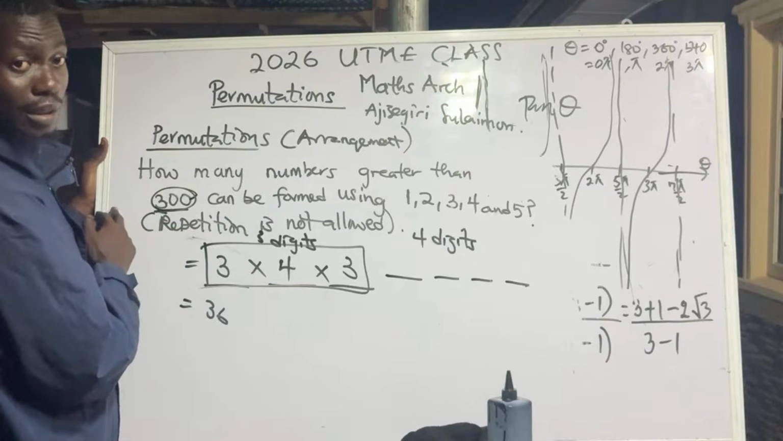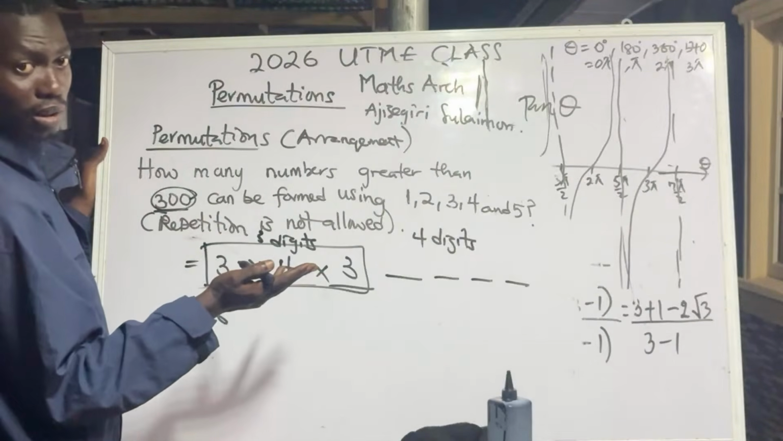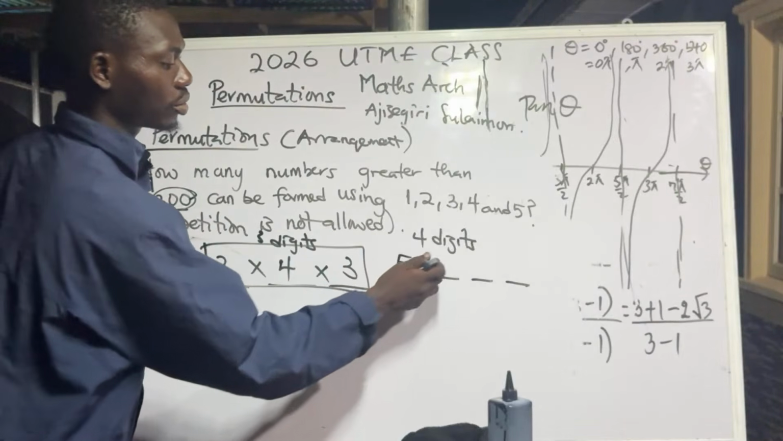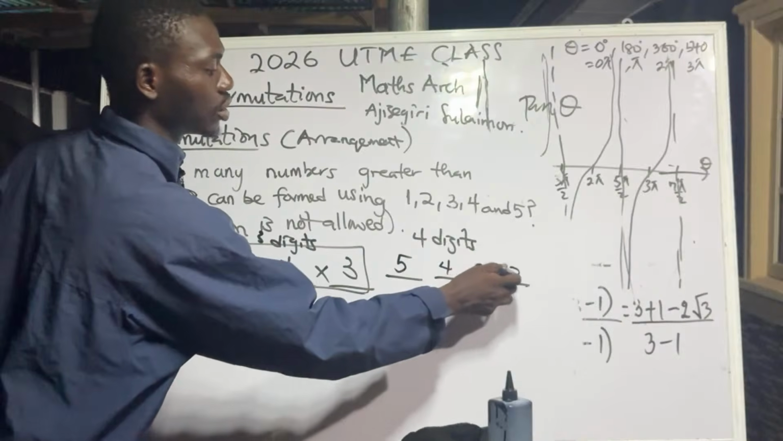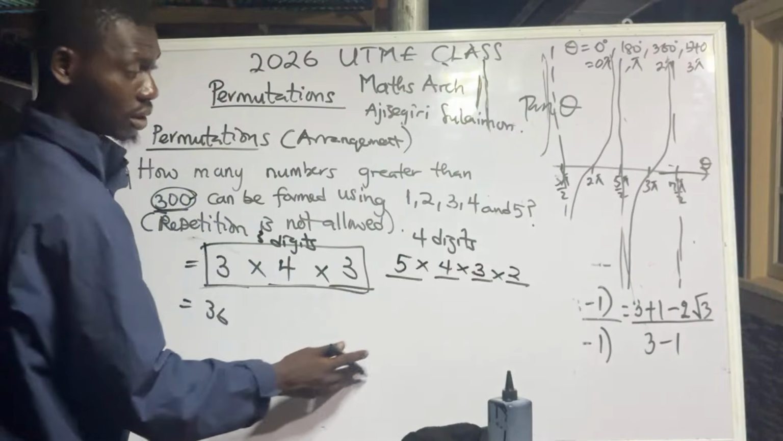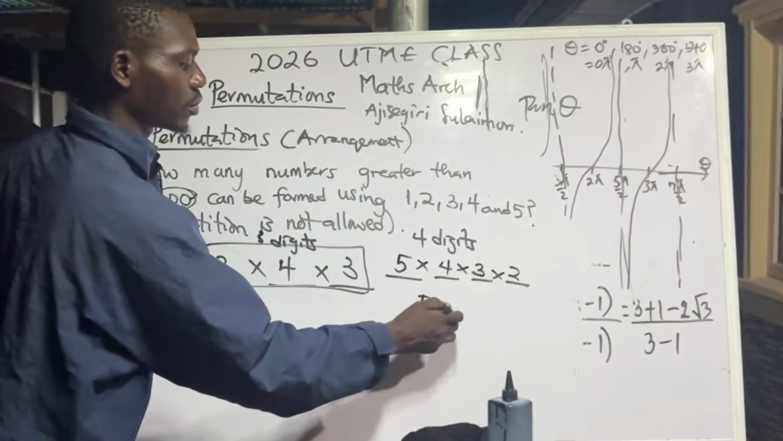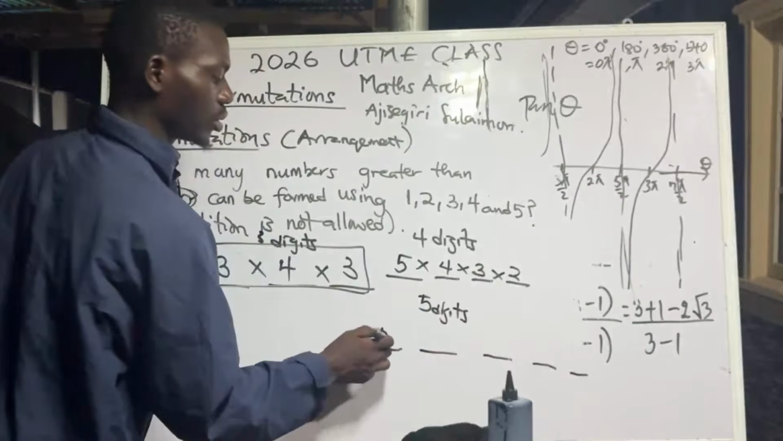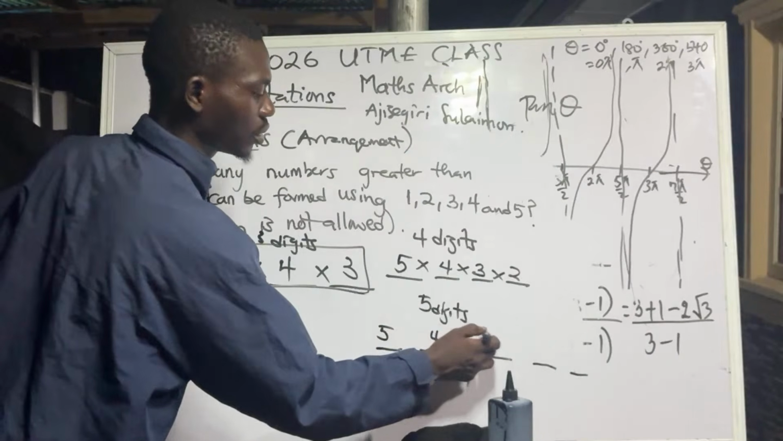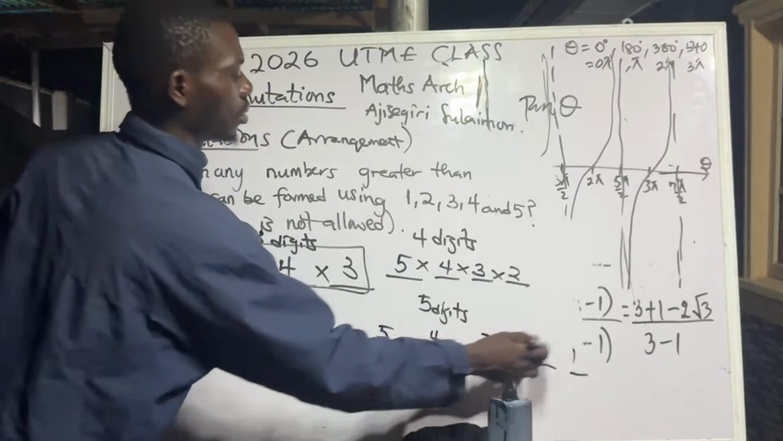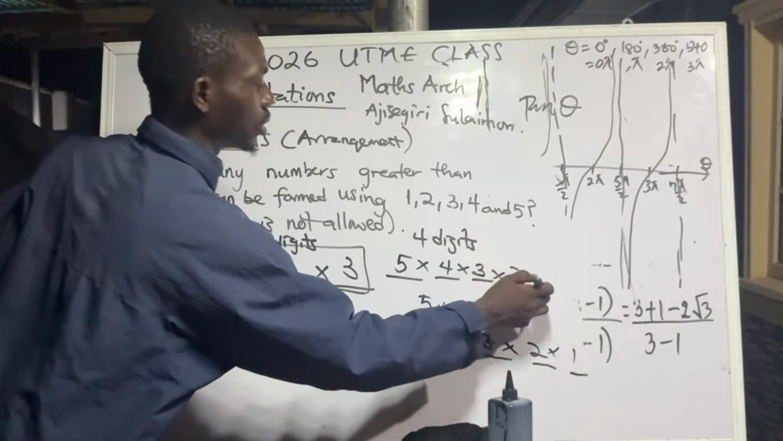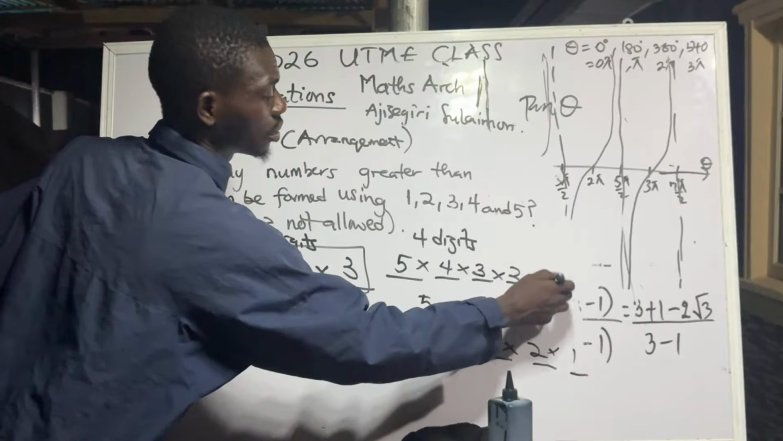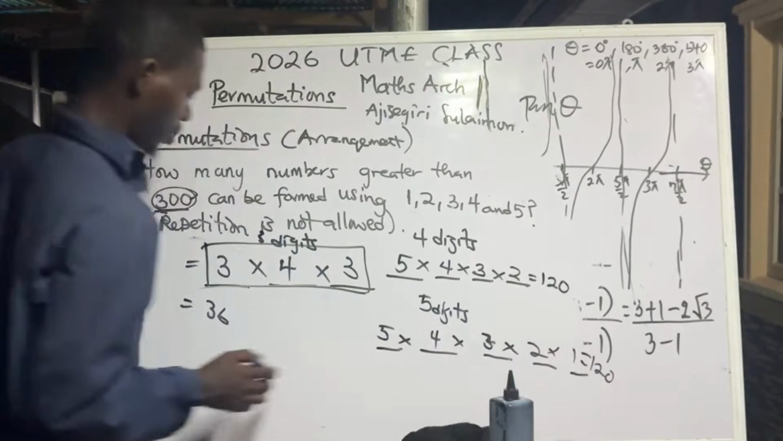For 4 digits, all 4-digit numbers are greater than 300, so there's no restriction here. This one will have 5 options, this one will have 4, 3, and this one will have 2. That is for 4 digits. For 5 digits, this one has 5 options, then 4, 3, 2, and 1. So this one here is 120. This one too is 120. And this one is 36.